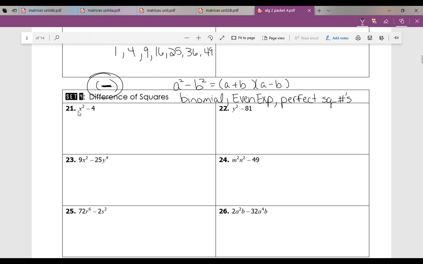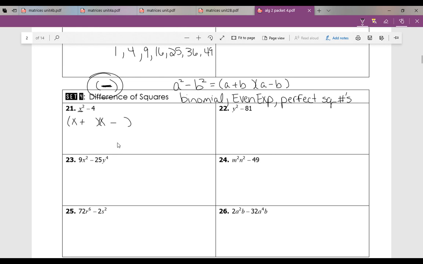Okay, so do I have a binomial? Two terms. Are you subtracting those two terms? Okay, is the exponent even? Is the number a perfect square? Okay, so what I'm going to do is put 1 plus, 1 minus. I'm going to break that up to x and x just like we did before.